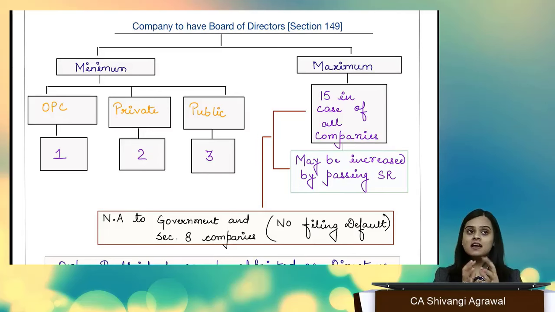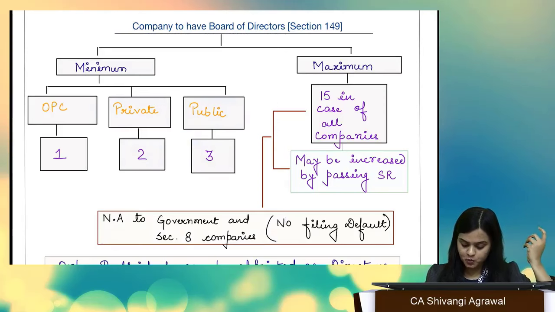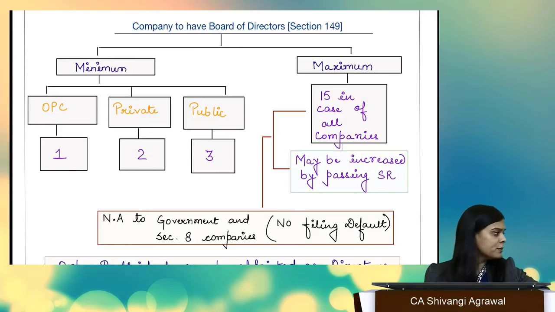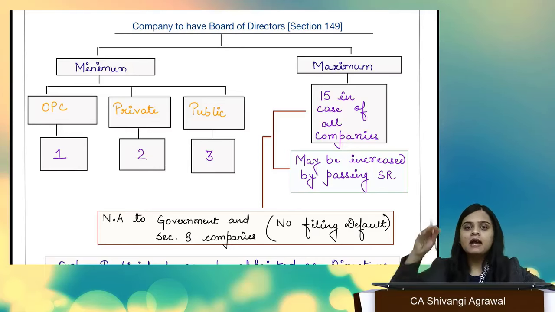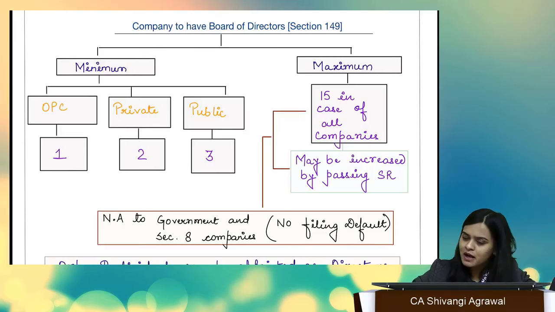Section 149 tells us the minimum number of directors and maximum number of directors, what are they? Minimum number of directors you need 1, 2 and 3. 1 for OPC, 2 for private and 3 for public. And maximum number of directors for all types of companies is 15. This 15 can be increased. That means a company may have even 20 directors provided it passes a special resolution in this regard. So by passing SR, the maximum number of directors can be increased by any company, right?